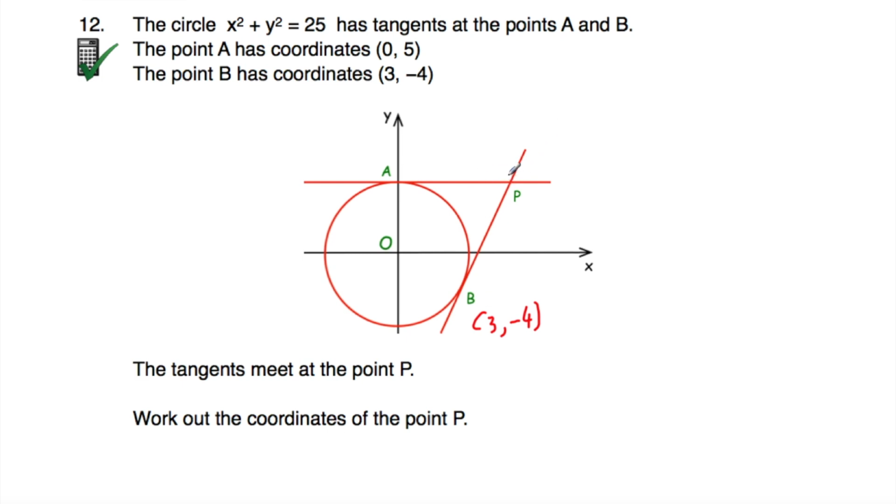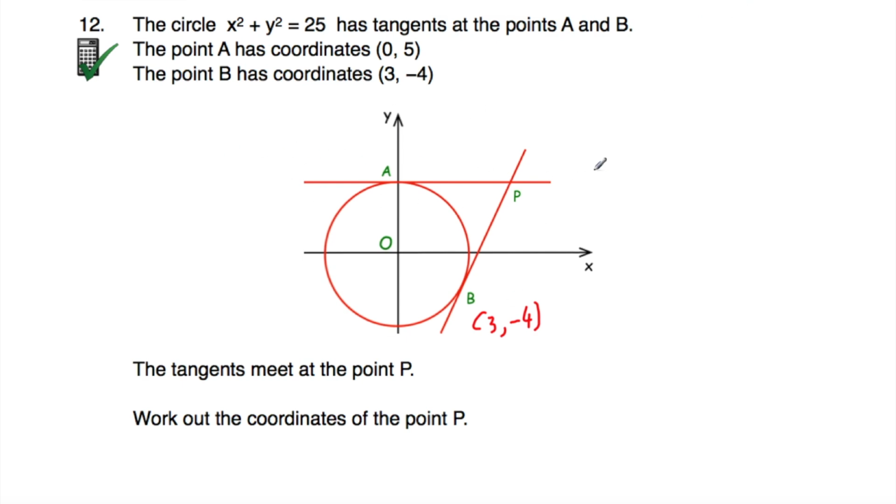And to find where two lines meet each other, I like to get them in the form y equals and y equals, and then put them equal to each other, and then solve that equation, and that'll tell us where they meet each other. So let's do that. Let's find the equation of this tangent, and let's find the equation of that tangent. I'm just going to change ink color here to blue, just so it stands out a little bit more.